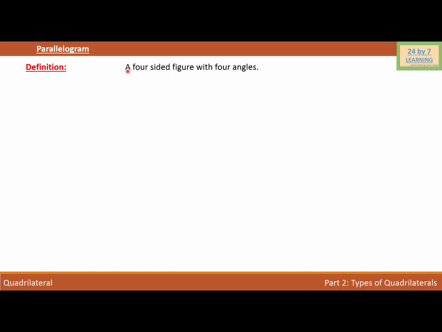So, parallelogram is defined as a four-sided figure with 4 angles. In order to explain the parallelogram, I'm going to consider a parallelogram. So this is my parallelogram ABDC. The vertices of the parallelogram are A, B, D, C, and the angles are angle 1, 2, 3, 4. As you can see, side AC is congruent to BD and side AB is congruent to CD.